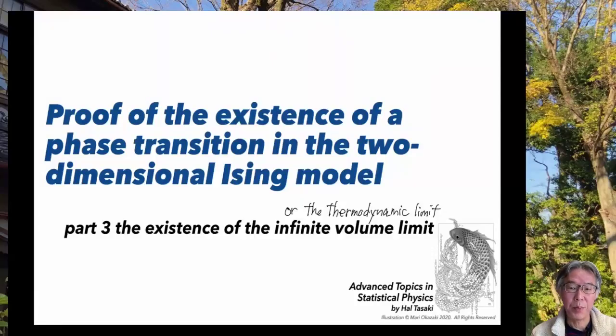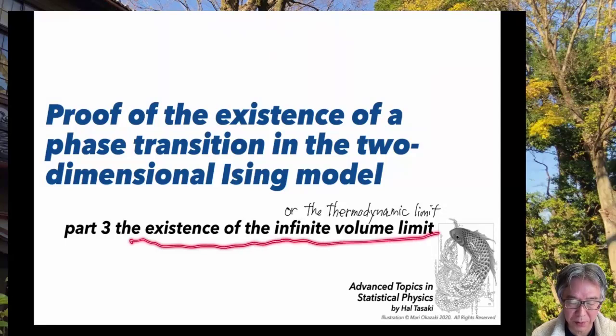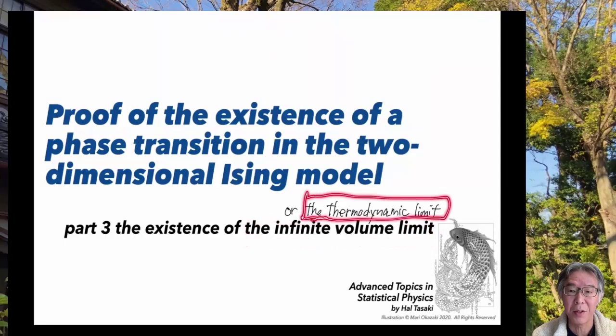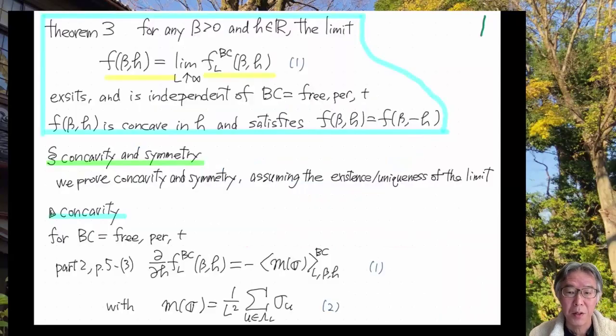Welcome back. In part 3, I'll be discussing the proof of the existence of the infinite volume limit. I'm sorry, my terminology is fluctuating. The infinite volume limit is exactly the same thing as the thermodynamic limit that I mentioned before. Okay, so anyway, this is the statement that we shall prove here.